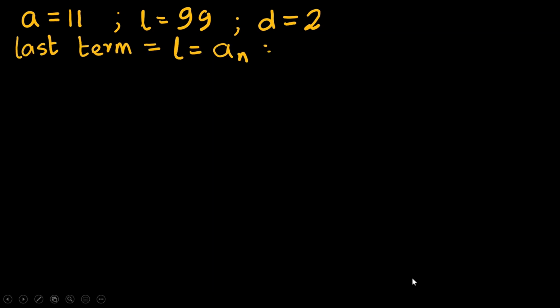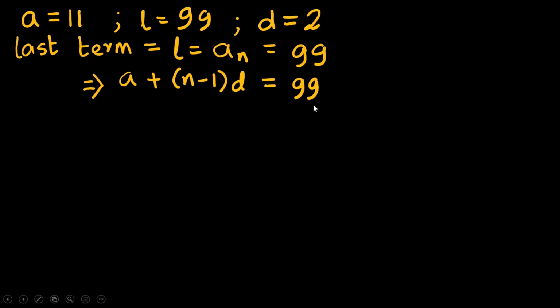So we know that the last term is equal to an, right? So first we have to find n. How many terms are there? That's our objective. We know l, the last term, we know a, we know d, and we know the formula for the last term. So a plus (n minus 1) times d is 99. This is the nth term, whose value we know, 99, and we know the formula for an, which is a plus (n minus 1) times d, correct? So here we can put in the values now. a is 11, n minus 1, and n we have to find, that's our objective.